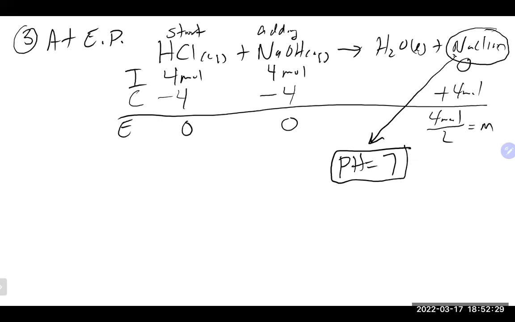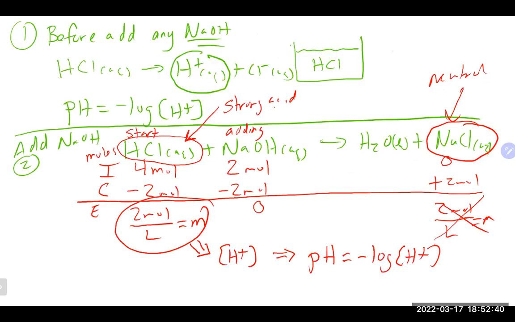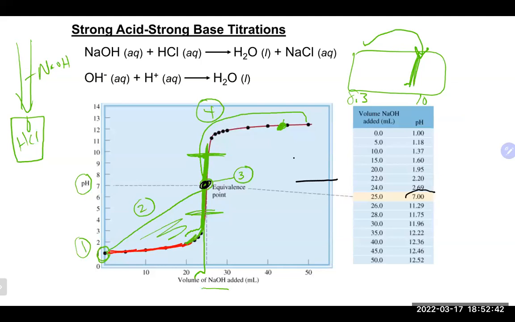You will always end up, when you have a strong acid and strong base that come together, with a neutral salt that should not go through hydrolysis and should give you a pH of 7, as we see here. Lucky number 7 right there at the equivalence point. Any questions on that?